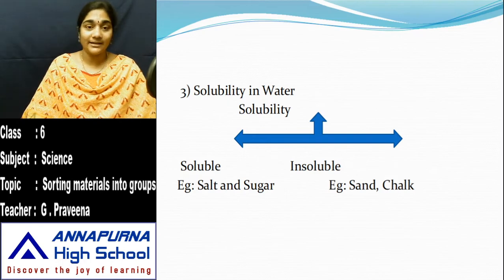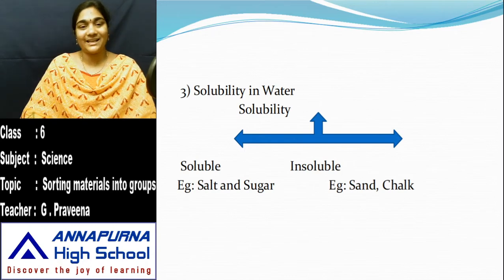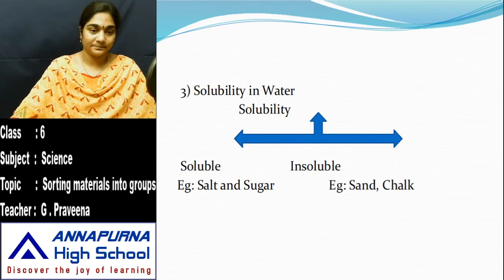On the other hand, you just take a glass of water and add a few sand grains to it. You can see that these sand grains settle down at the bottom of the glass. Or you crush a piece of chalk and add it to the water, and you can see that those pieces float over the water. They don't get dissolved in it. So based on the solubility of the substances, they are divided into soluble and insoluble ones.